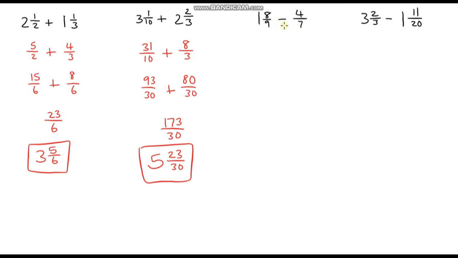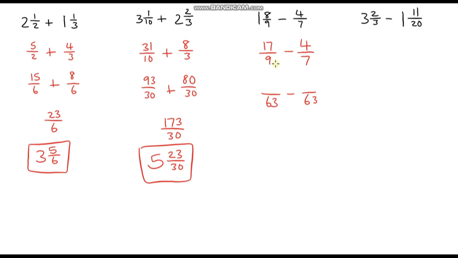Okay, we've got a subtraction now. So again, let's convert them into improper fractions. 1 times 9 is 9. 9 plus 8 is 17. So that's 17 over 9. Subtract 4 over 7. So we don't need to do anything with 4 over 7. Although it's not an improper fraction, it is still just a single fraction. So again, let's find the lowest common multiple of 9 and 7, and I believe that is 63. So our denominator is going to be 63.